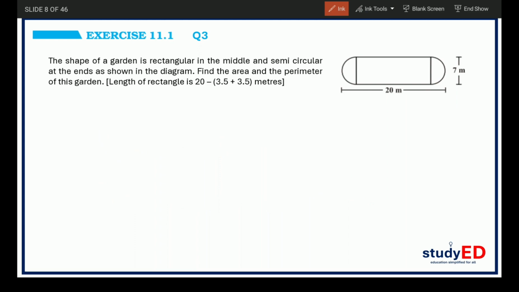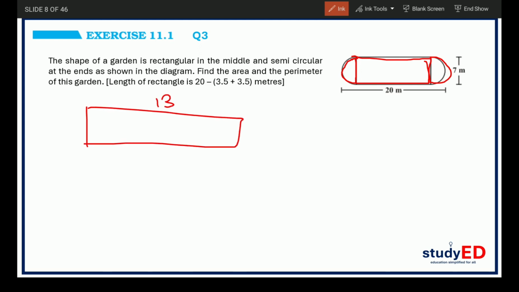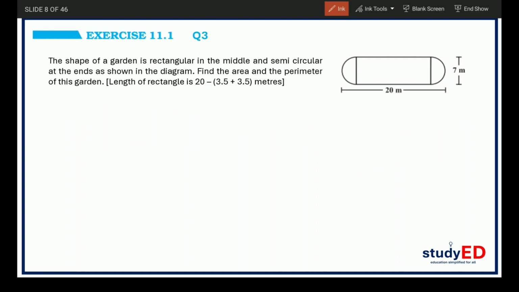Hope you guys understood that. Now for the area. Again, we have to divide this into two halves and the rectangle in the middle. Let's start off with the rectangle first. We've got it that the length of the rectangle is going to be 13 meters. And the breadth is shown, so 7 meters. The formula is LB. We're taking 13 into 7 as 91 meters square. Hope you guys got that.